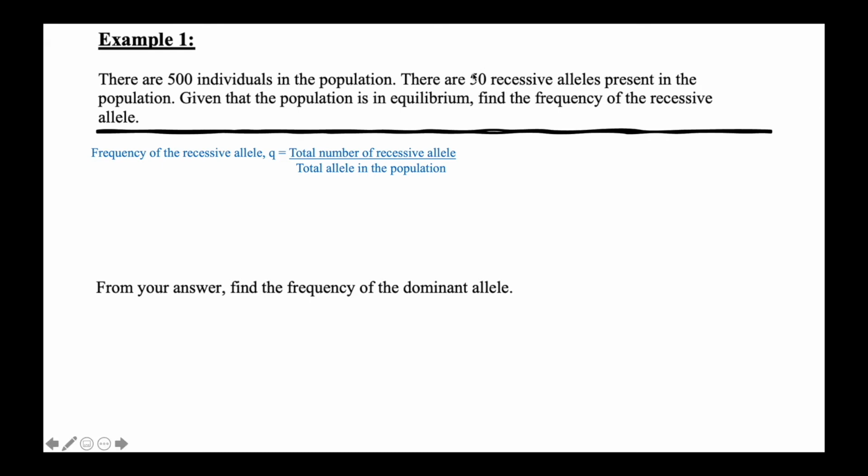From here, we know that there are 50 recessive alleles, but we are not given the total number of alleles in the population. What we are given is that there are 500 individuals in the population. Since one individual carries 2 alleles for that gene, 500 individuals means that there are 1000 total alleles in that population, giving you the value of Q as 0.05. From your answer, find the frequency of the dominant allele.